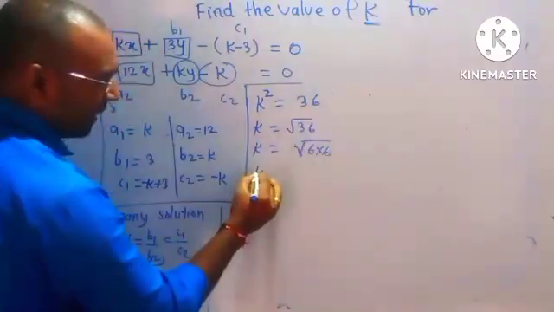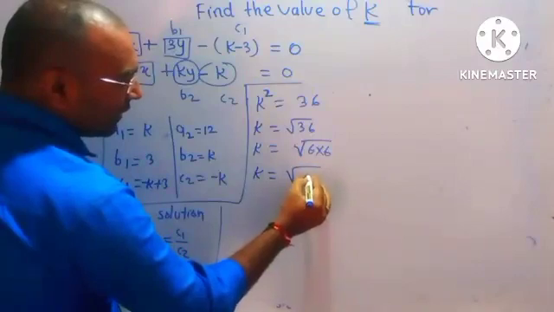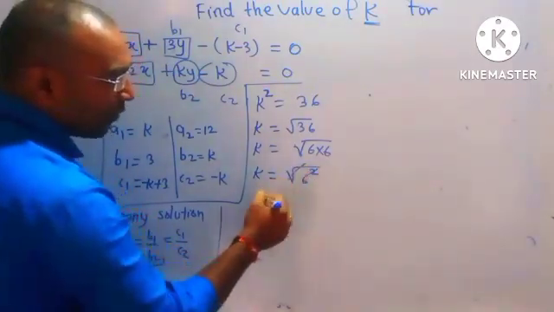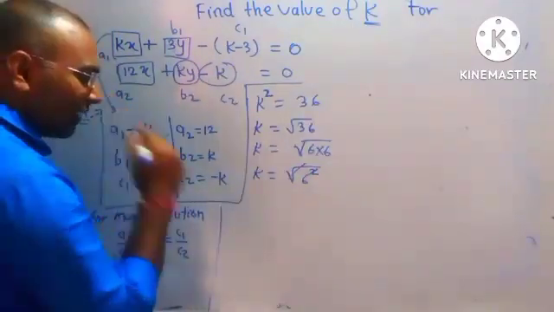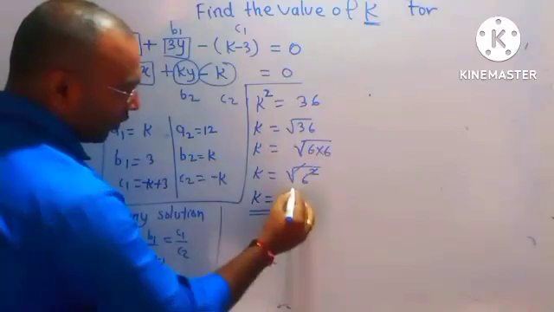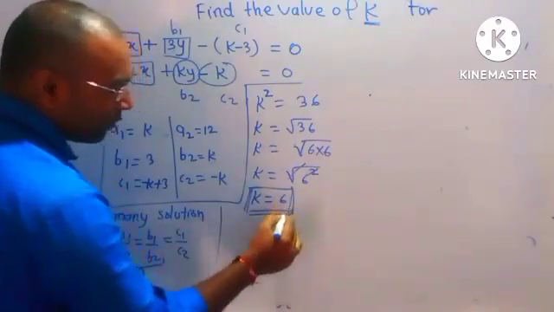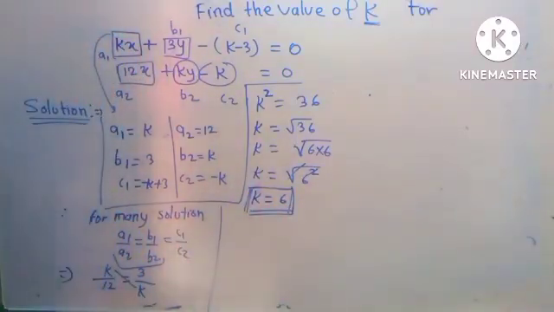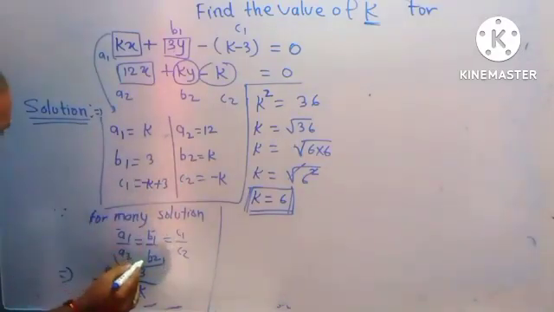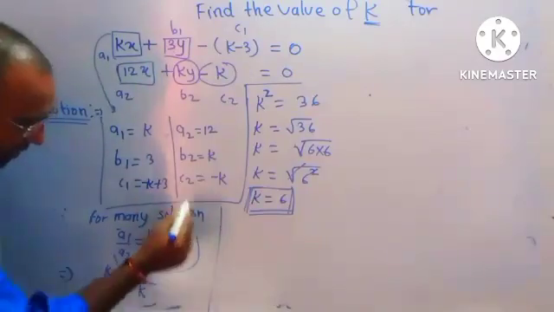So k is equal to root of 6 into 6, which means 6 to the power 2. Now root and square always cancel. So k is equal to 6. First value is clear. For the first time k is equal to 6. We solved with the first one and the second one. Now we have to solve with the second one and the third one.